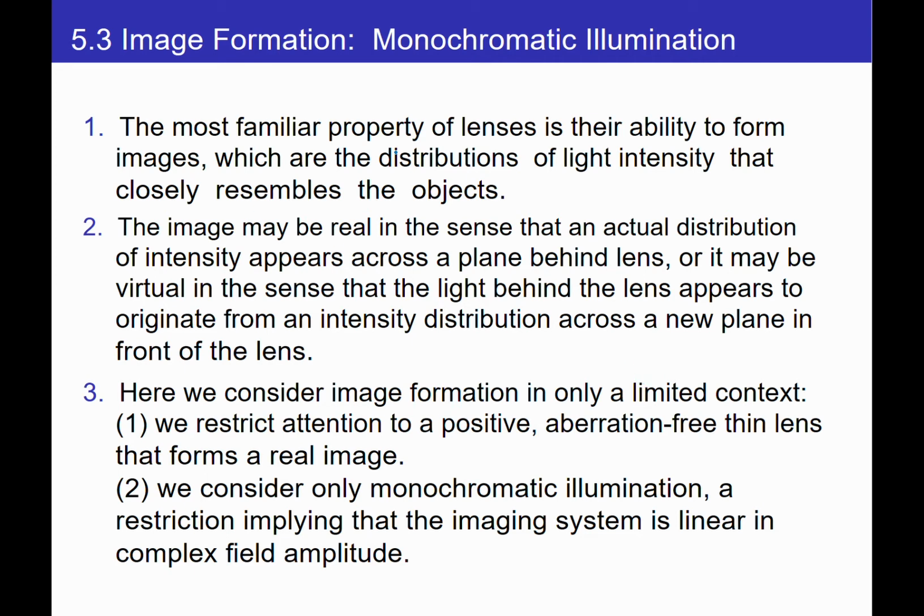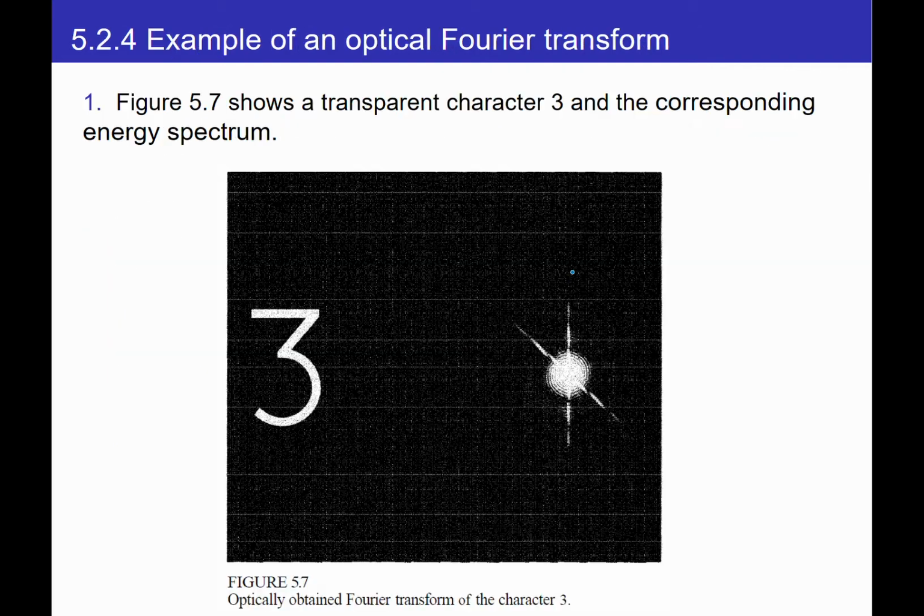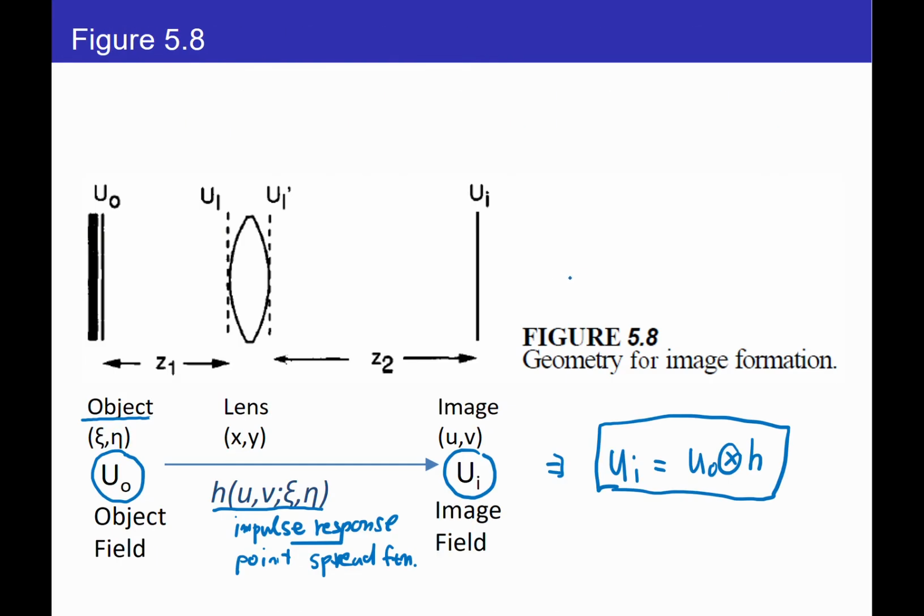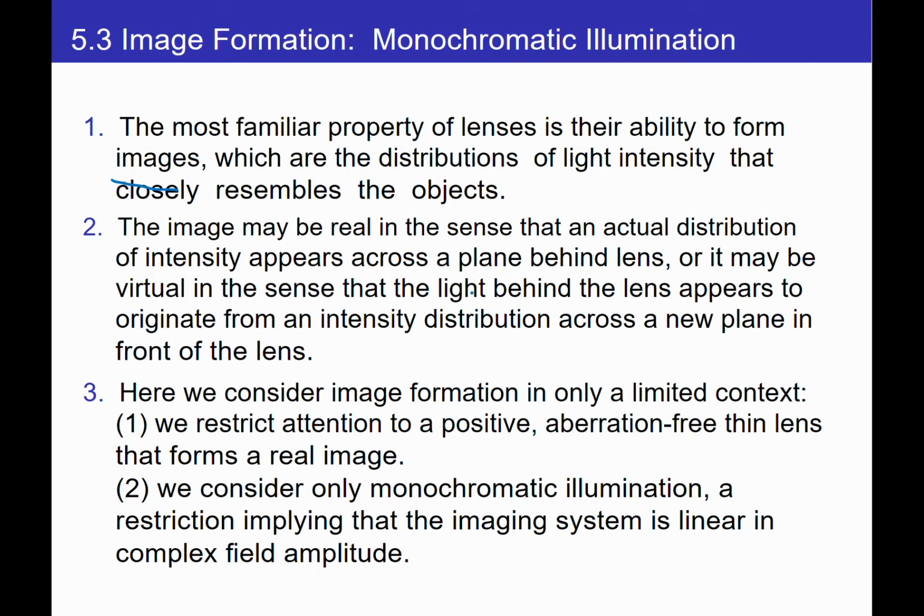The most familiar property of lenses is their ability to form images, which are distributions of light intensity that closely resemble the object. The image can be real in the sense that the actual distribution of intensity appears across the plane behind the lens. That means, as in this case, the image is going to form behind the lens, not before the lens. If it is formed before, we call it a virtual image. If it is after the lens, we call it a real image.